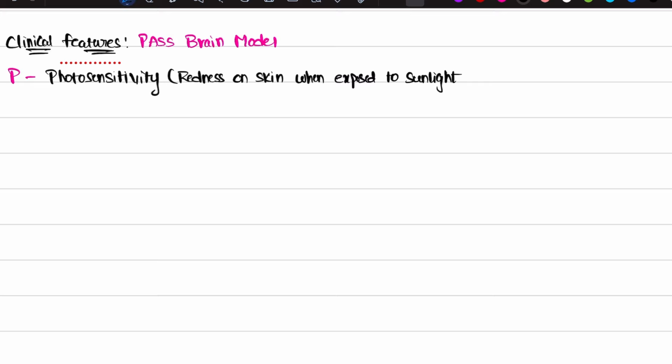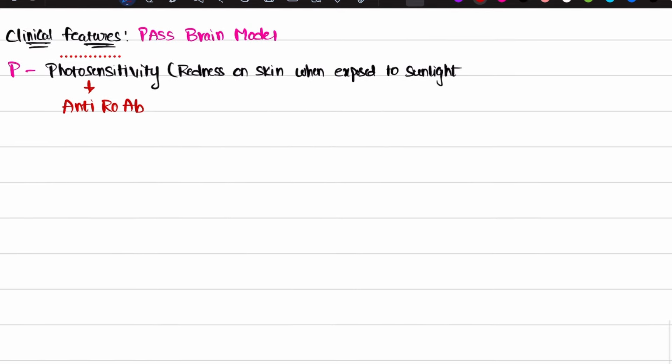And for this photosensitivity, SLE forms anti-Ro antibodies. This is very important. Try to remember this point. In photosensitivity, it forms anti-Ro antibodies to damage our body. By forming the antibodies, it attacks our body. So just remember anti-Ro antibody. This is very important. And next is A.